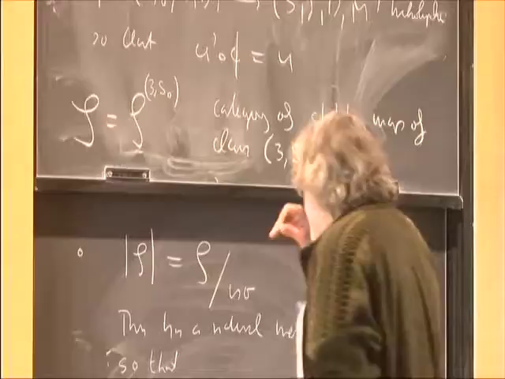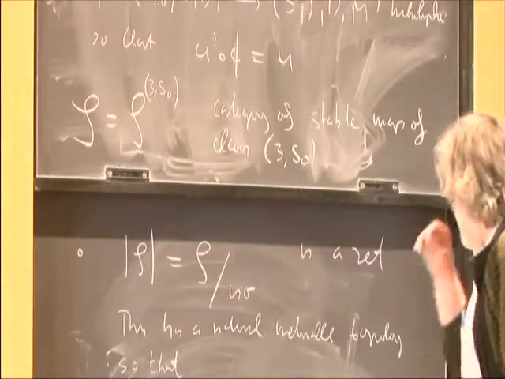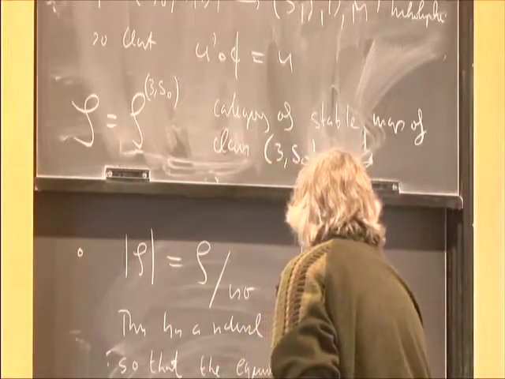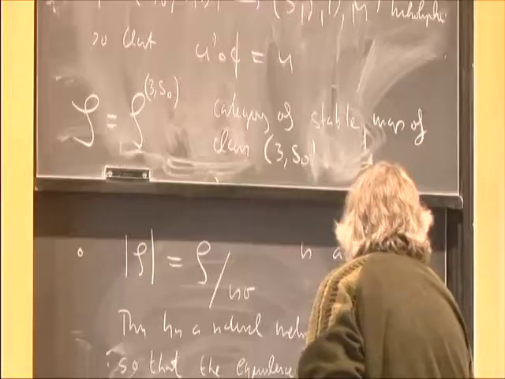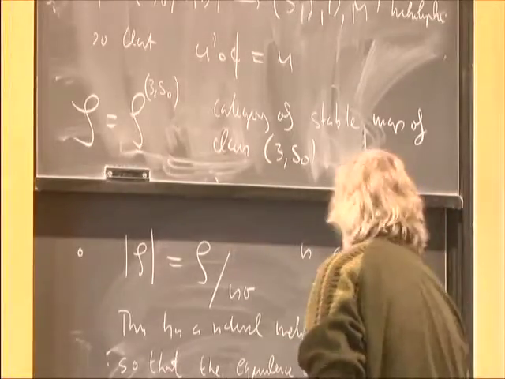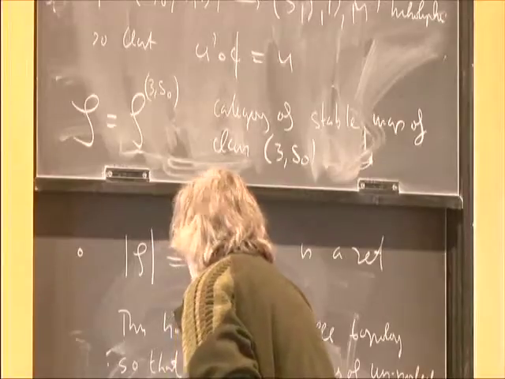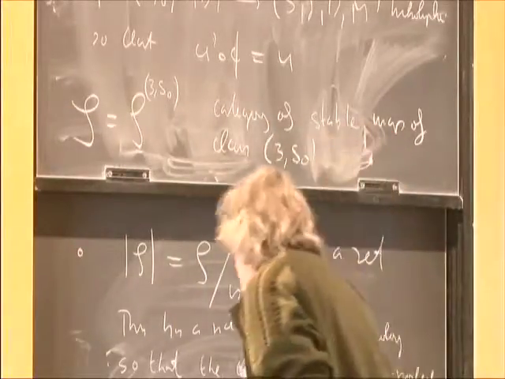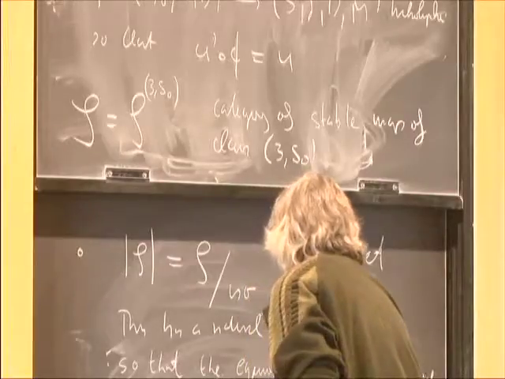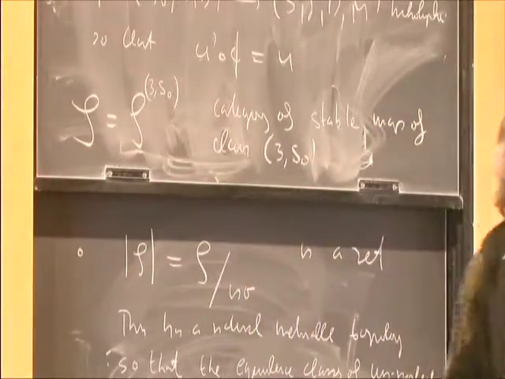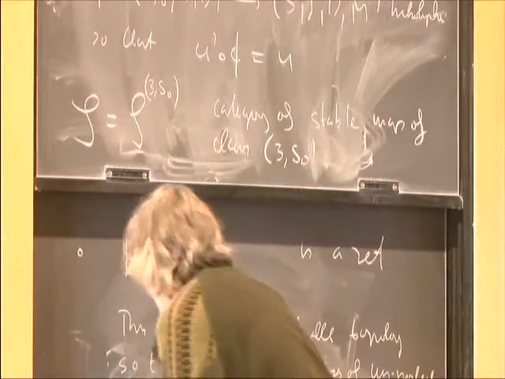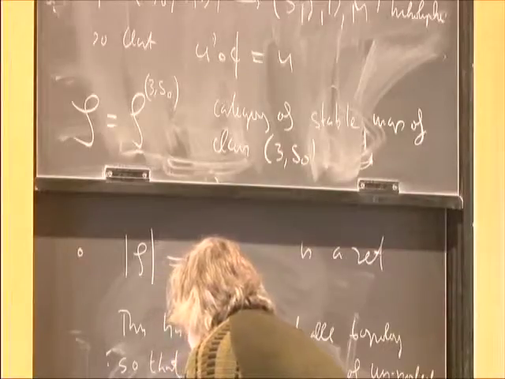So that the equivalence classes of unnoded objects. An unnoded object is one where the D is the empty set, where there are no nodal pairs. So that the class of unnoded objects is open and dense. So then also what we observe is this follows from the stability condition.